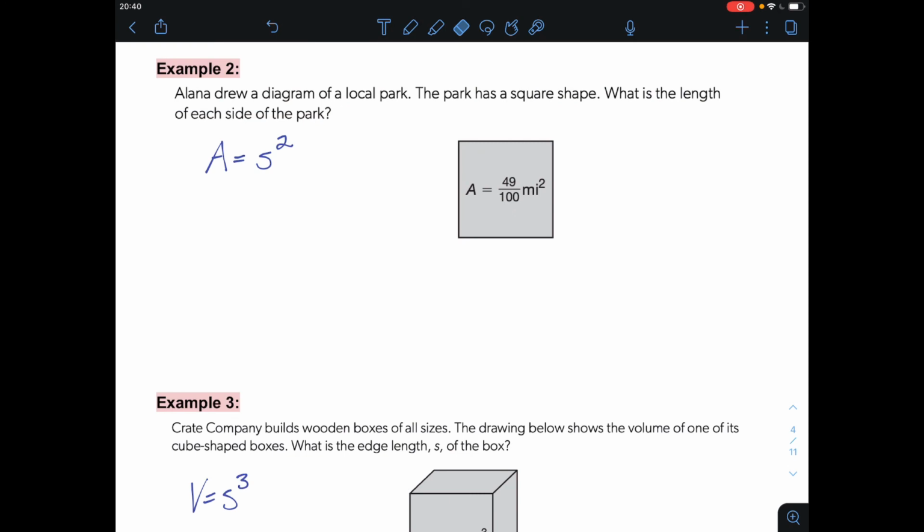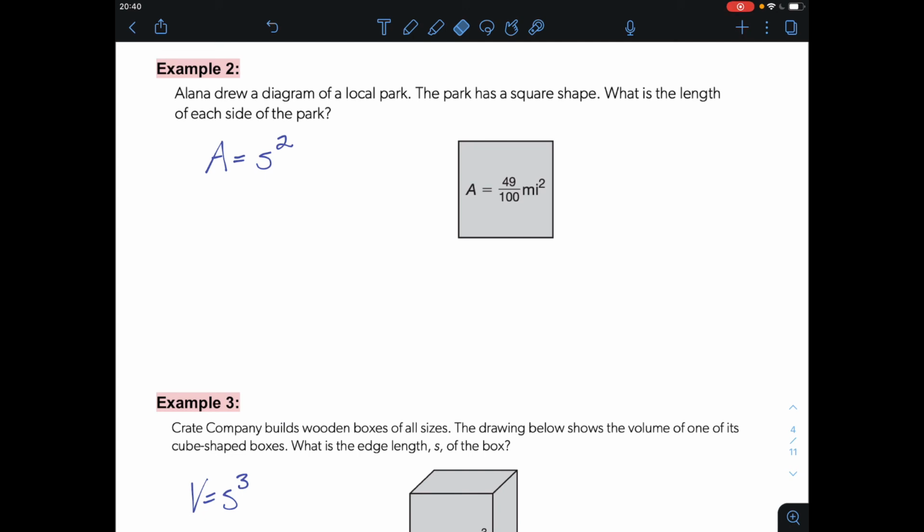One of the greatest real-world applications we see for square and cube roots is within geometry. And in fact, we use those square units in area. So here we have Alana who drew a diagram of a local park, which is in a square shape. And we're going to find the length of each side of the park. And they gave us the area of 49 hundredths square miles.